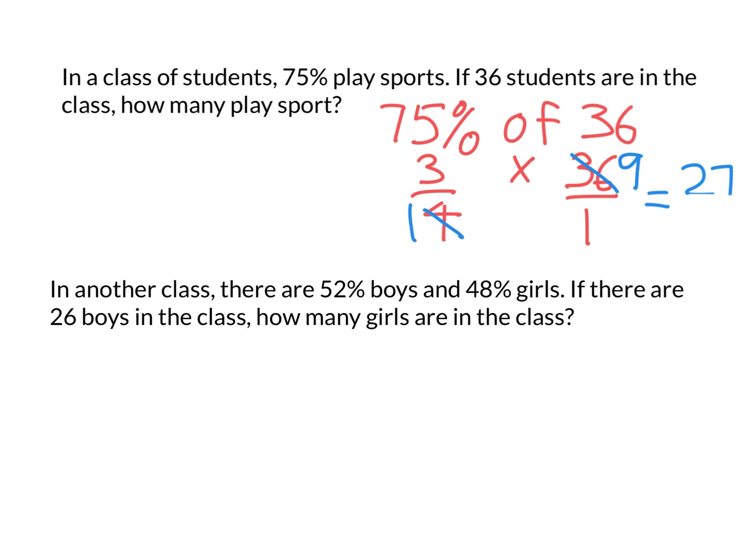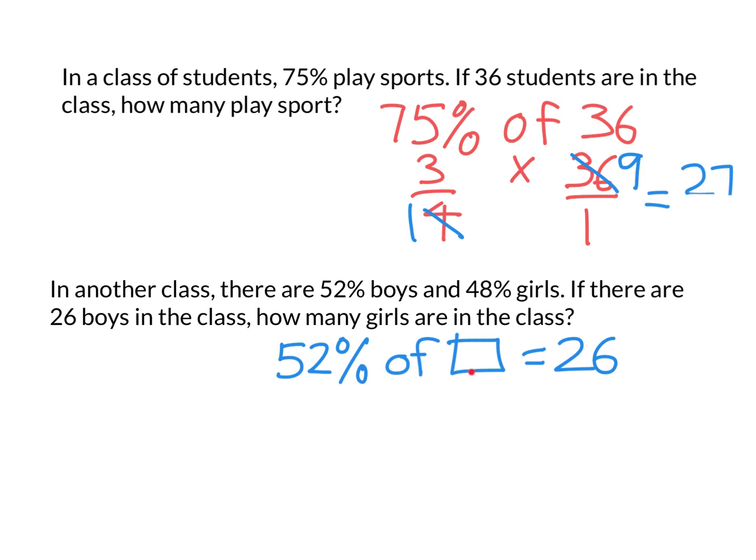So let's look at this question here that's a bit harder. In another class, 52% are boys, 48% girls. If there are 26 boys in the class, how many girls are in the class? What we need to do is figure out the total number of students in the class. Then we can just subtract 26, and that's the number of girls. So this question's a bit harder because we're finding the original amount. We're not asked to find 52% of 26. We're saying that when we take 52% of some number, we end up with 26. We're finding the original amount. We're saying what number, when 52% is taken of it, leaves you with 26.